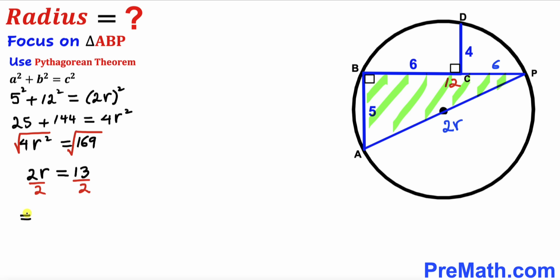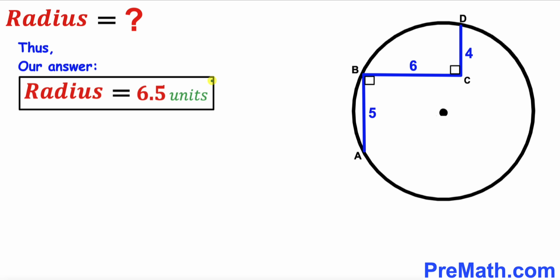So therefore, our radius lowercase r value is going to be, if we put this one in decimal, that is going to be 6.5 units. So thus, after all the calculations and manipulations, the radius of this given circle turns out to be 6.5 units. And that's our final answer.